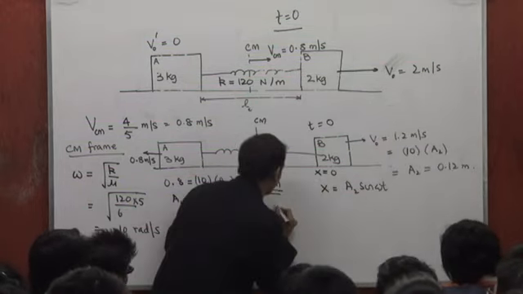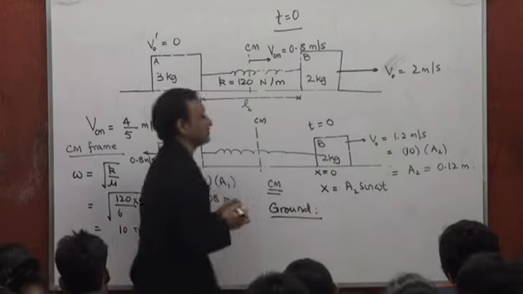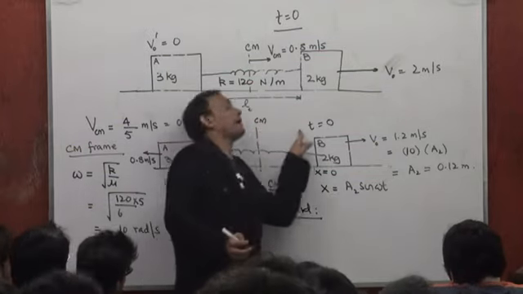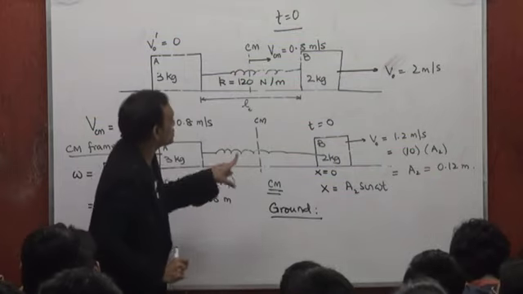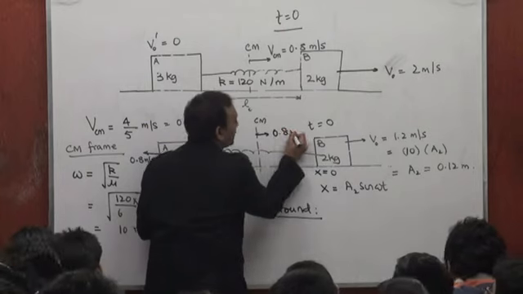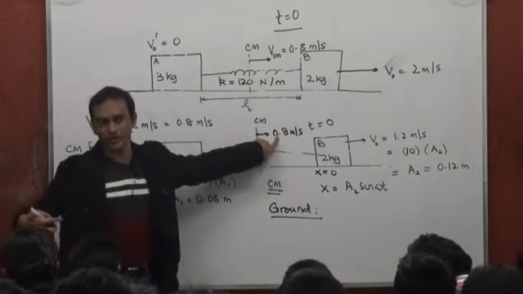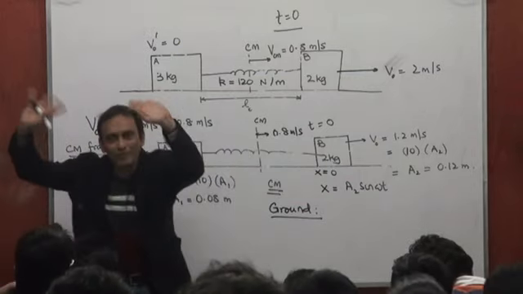But in the ground frame, that means with respect to a ground observer, the displacement would just not be this. It would also be by what amount the center of mass has drifted to the right. In T seconds, realize that the velocity of the center of mass is 0.8 meters per second. So the displacement of the center of mass with respect to the ground in T seconds is going to be 0.8 T.